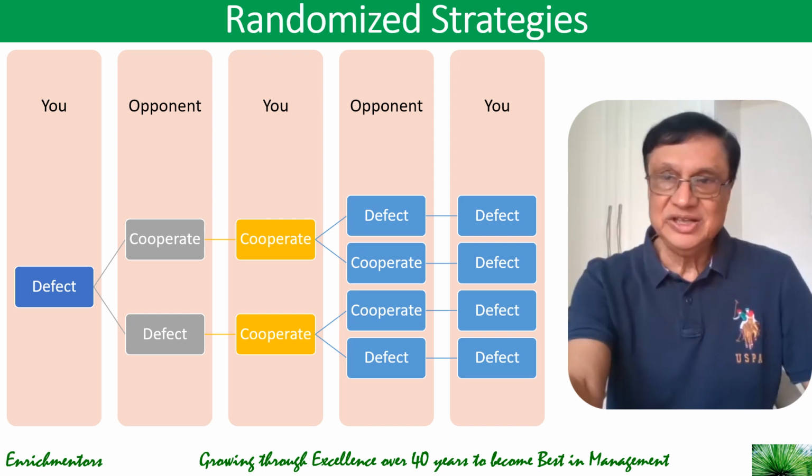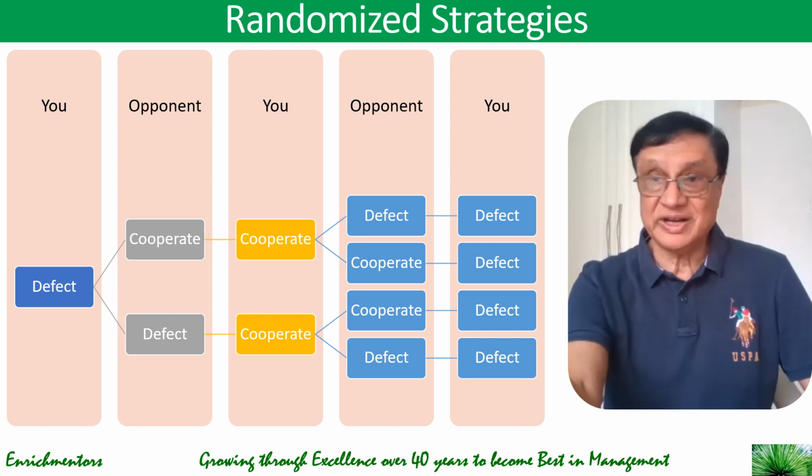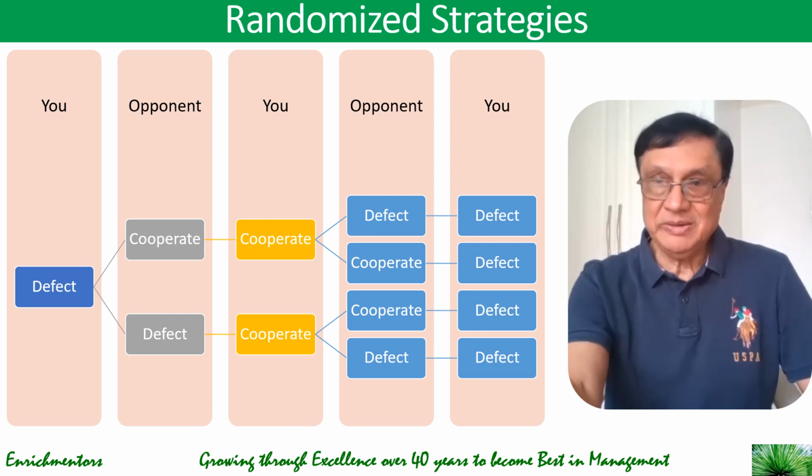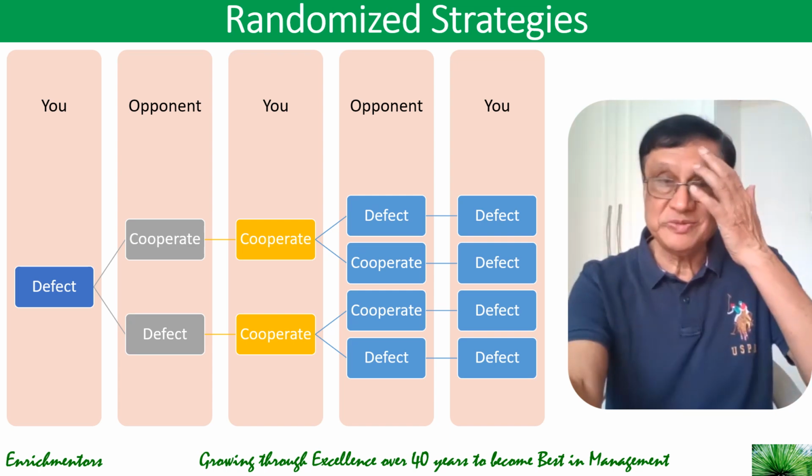The last strategy that we'll talk about here is the randomized strategy. Now in this, you cooperate with a certain probability, 50% of the time say, and you defect with the complementary probability, 1 minus the probability of cooperating. And this introduces unpredictability, making it harder for the opponent to exploit a fixed pattern. The probabilities can be adjusted based on the opponent's behavior.